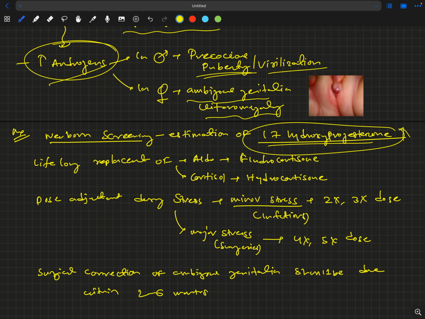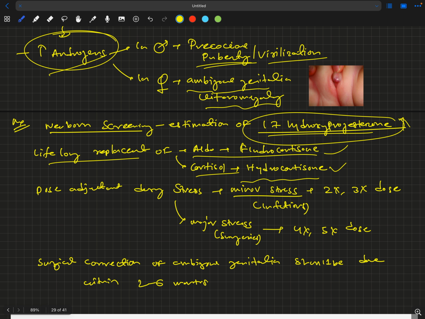And then what is the treatment? Treatment is lifelong replacement of aldosterone and cortisol. Aldosterone is available as fludrocortisone and cortisol as hydrocortisone. So we give lifelong treatment. First we start intravenously, then we taper the dose and give it via the oral route. It is dose dependent, so we have to adjust this dose.